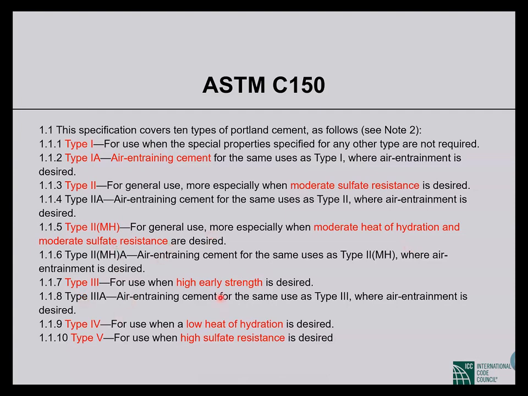Type 3 is high early strength, like 52.5R. In BDS EN, the type of cement like 52.5R, you can compare with type 3. Type 4 is even less heat of hydration, low heat of hydration, and type 5 is high sulfate resistance cement. So there are different types mentioned in ASTM C150, but the type we use in our country, CEM I, you can compare that with type 1 cement.